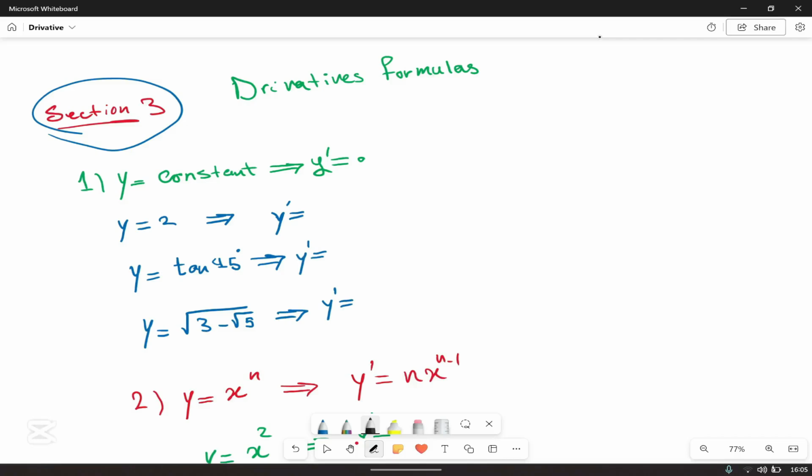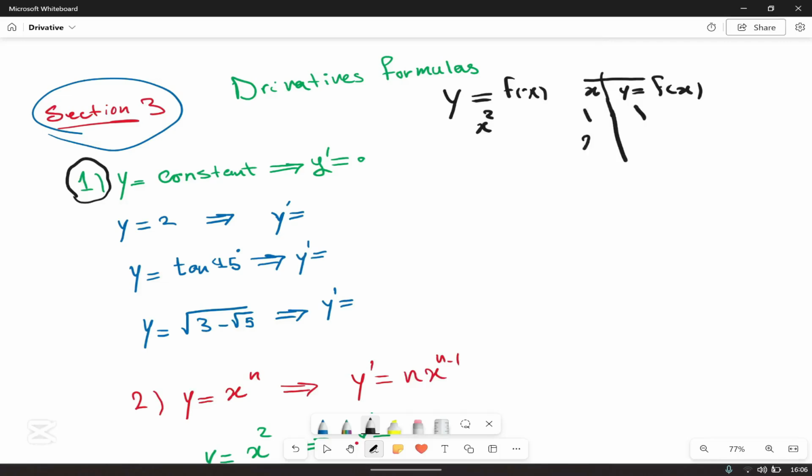Derivative formulas. The first one is when your function is a constant. You know, if you're going to show the function, sometimes we show it by y and sometimes by f(x). They are the same. Why? Because when you put in x, you get y or f(x). For example, x power 2: when you put 1, your output is 1, 2 gives 4, and 3 gives 9, and so on. Therefore, if your function is a constant, the derivative of a constant is 0.